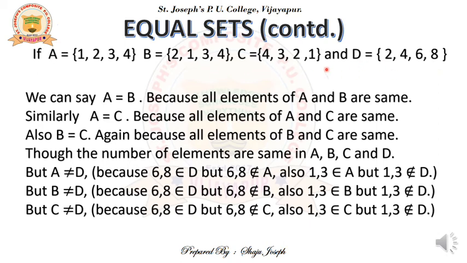Consider the last two, C and D. Are they equal to one another? C contains 4, 3, 2, 1, but 3 and 1 are not present in D. At the same time, D contains 6 and 8, which are not there in C. Because of this, we can say that C and D are not equal.